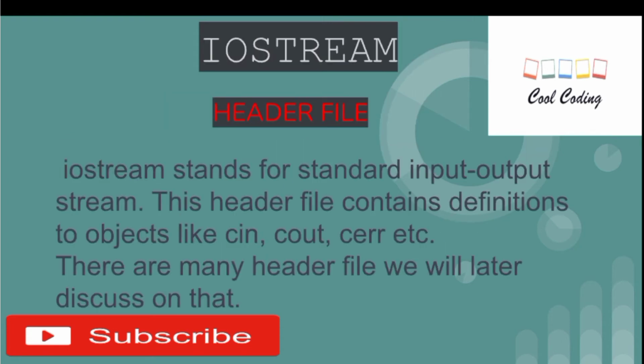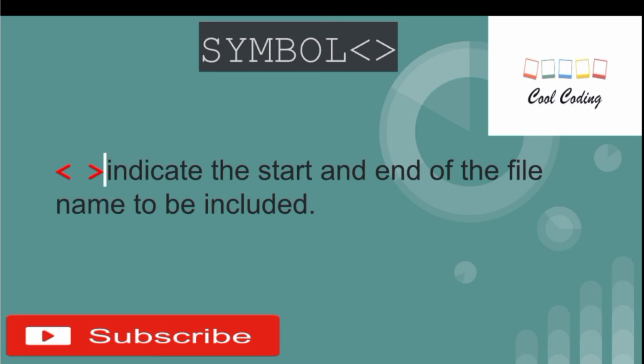iostream. iostream is a header file. iostream stands for Standard Input Output Stream. This header file contains definitions of objects like cin, cout, and cerr, etc. There are many header files. We will discuss that later. So you have basically learned that iostream is a header file. So let's move on to the next symbol.